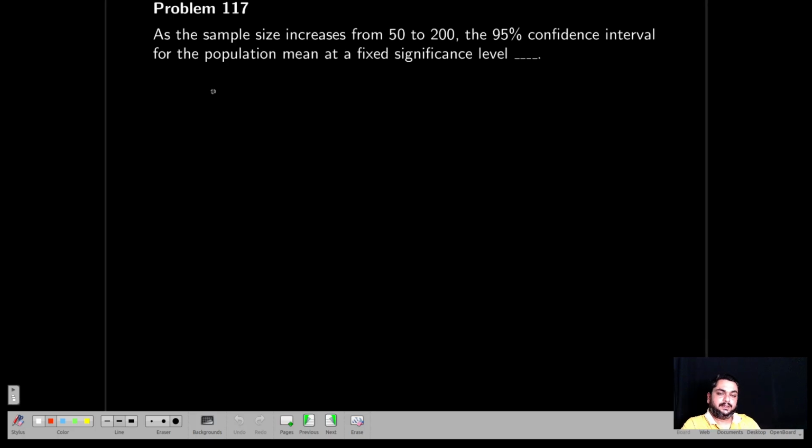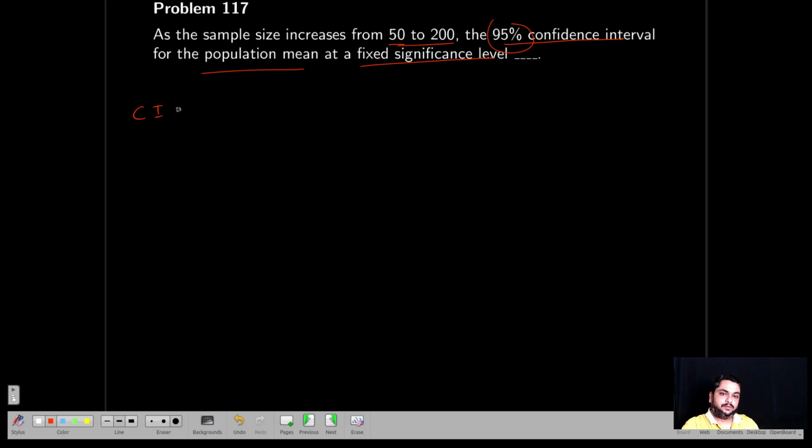Next. As sample size increases from 50 to 500, the 95% confidence interval for the population mean at fixed significance level, how does it vary, they are asking. If I increase the sample size from 50 to 200, how will this vary?